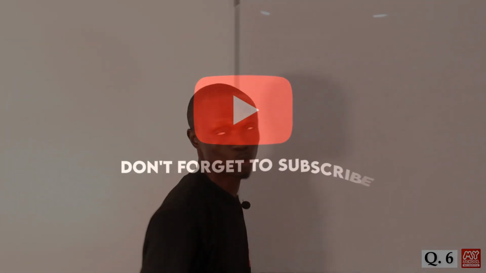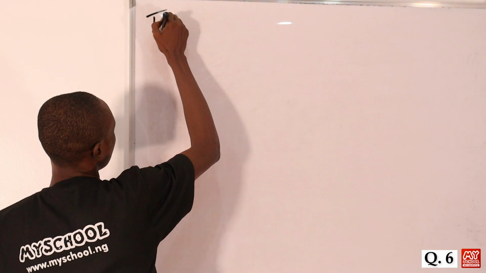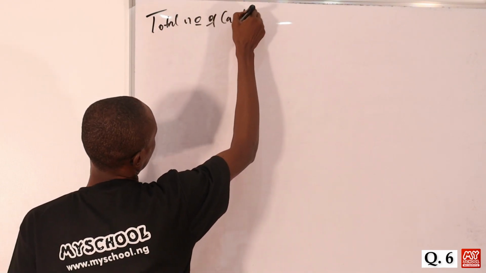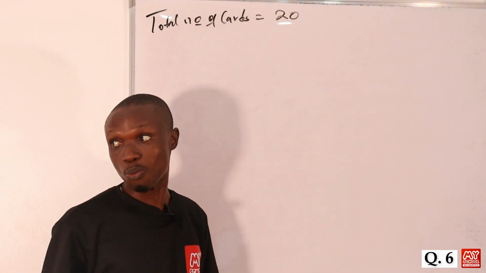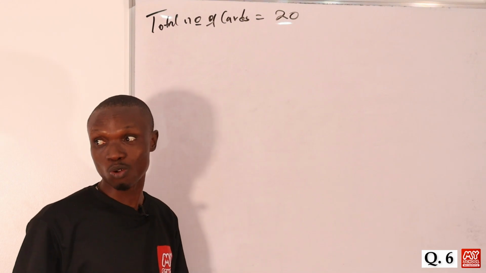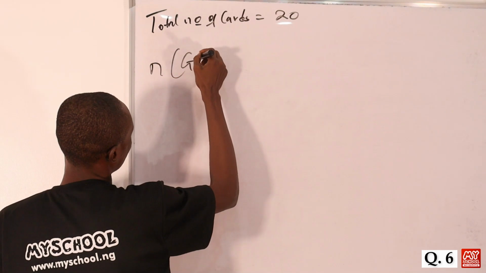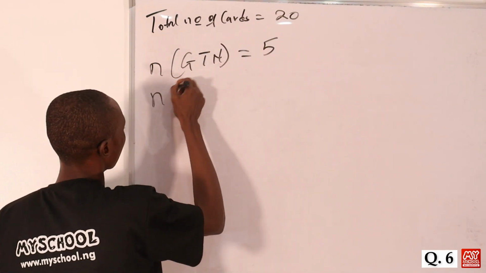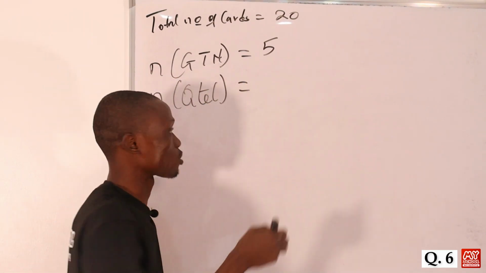Okay, the total number of recharge cards, we are going to add them together. So if we do that, we'll be having 20. So the total number of cards is equal to 20, right? So here we are asked to find the probability that a recharge card selected at random will be GTN or QTEL. Okay, so let's do the GTN card. The number of GTN cards is equal to 5, and the number of QTEL cards is equal to 3.